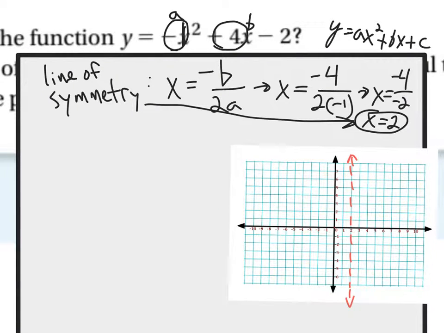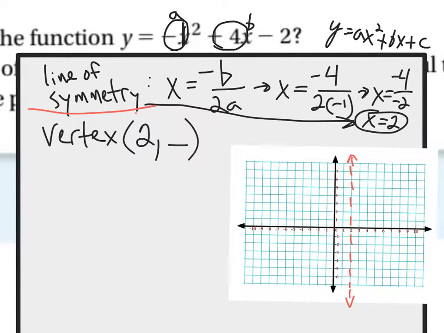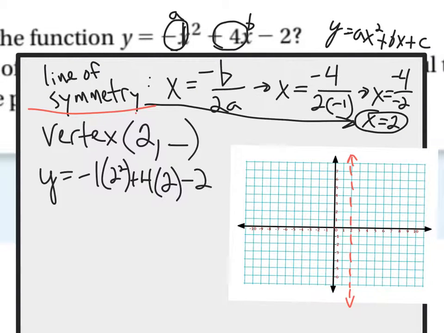So once we have the line of symmetry, at this point we are going to find our vertex. Our vertex is always on the line of symmetry. So if the line of symmetry is x equals 2, our vertex is going to be 2, something. And the question is just, what is that something? In order to find that, we're just going to substitute 2 back into our equation. So everywhere we see an x, we'll put a 2.